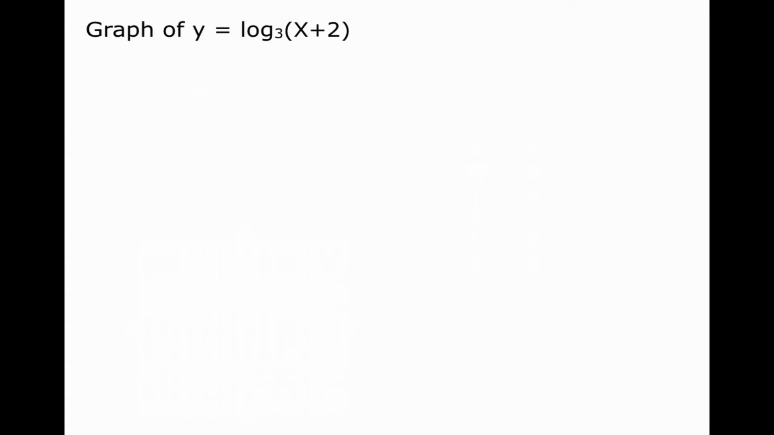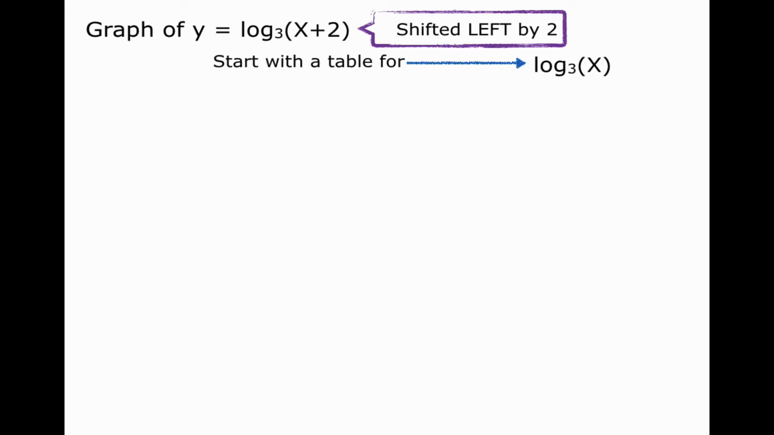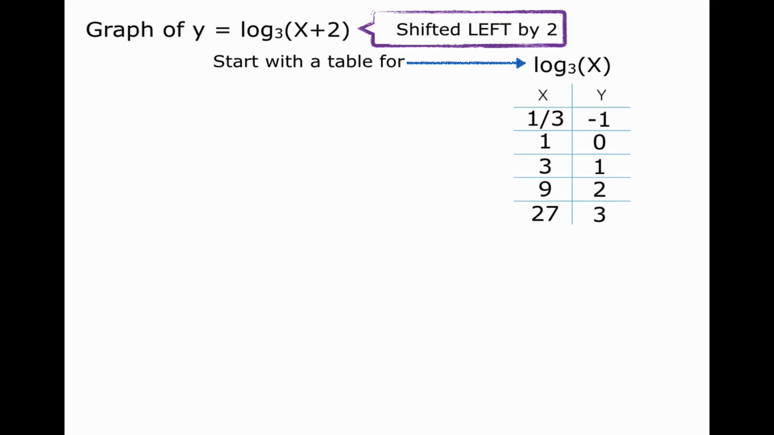All right, so now what if we have an h, a horizontal shift? Shifted left by 2. And this is important. It says plus 2, but it shifted left by 2. And so we're going to start with the table for just log base 3 of x. Pretend that we have nothing going on. And so this time these are powers of 3, because the base is 3. So 1/3, 1, 3, 9, 27. If this is tricky for you, seek some additional help. Okay, and those are the exponents that we raised 3 to get those values.